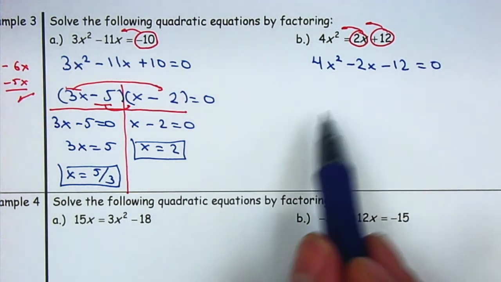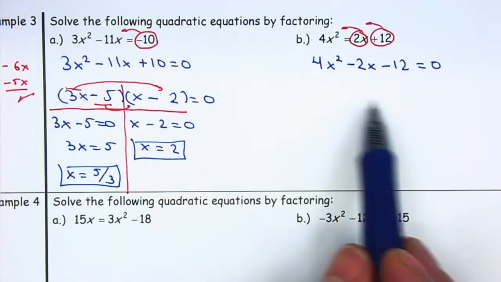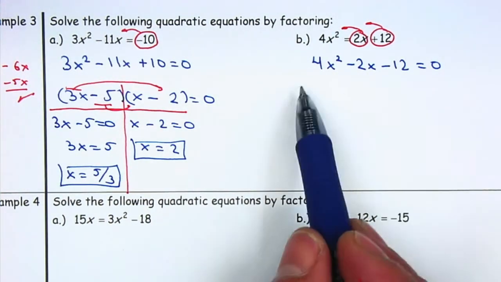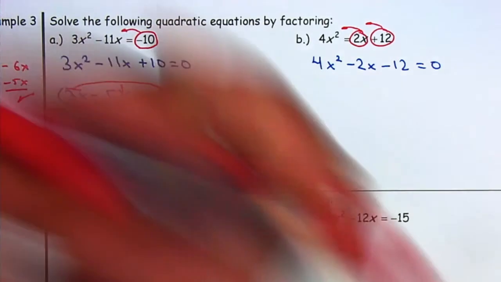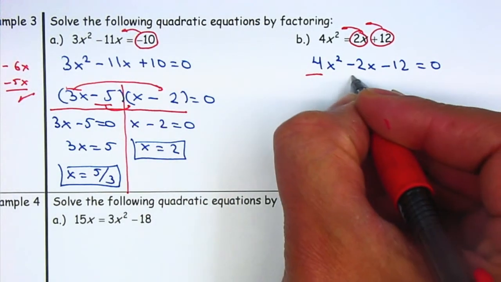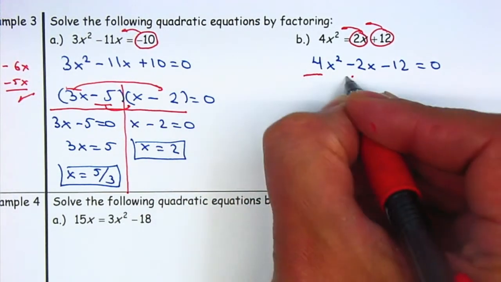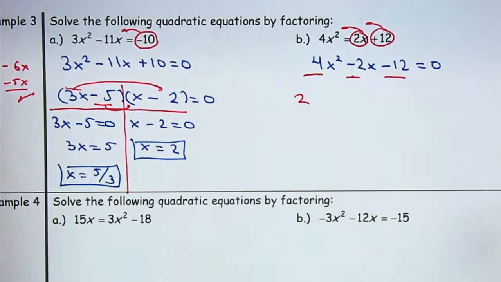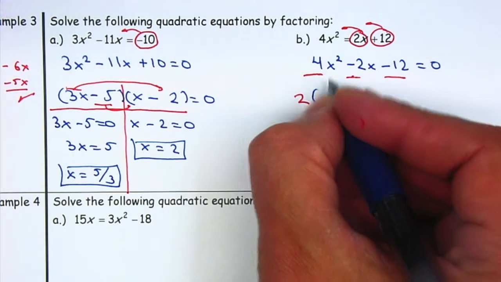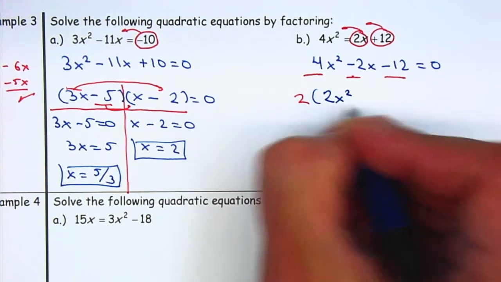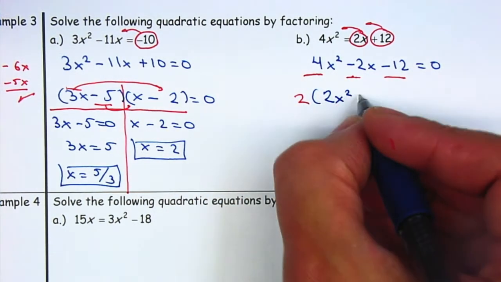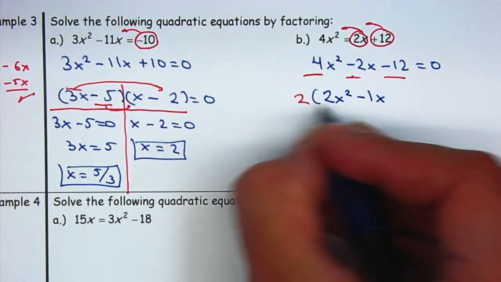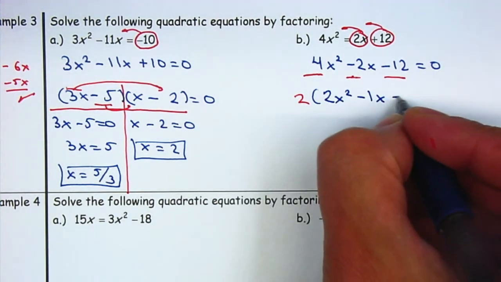Before you factor, many of you are just factoring with double parentheses. You want to take out the common factor first. What number divides 4, 2, and 12? It's 2. What do I need to multiply 2 by to get 4x squared? 2x squared. What do I need to multiply 2 by to get negative 2x? Negative 1x. What do I need to multiply 2 by to get negative 12? Negative 6.